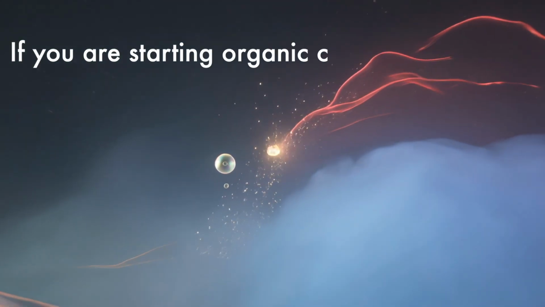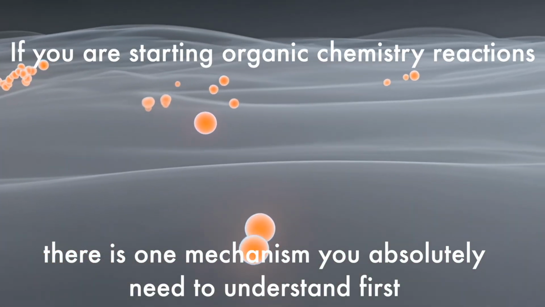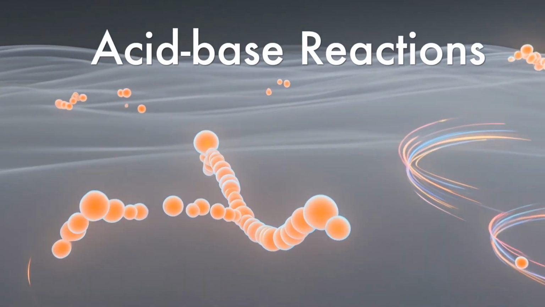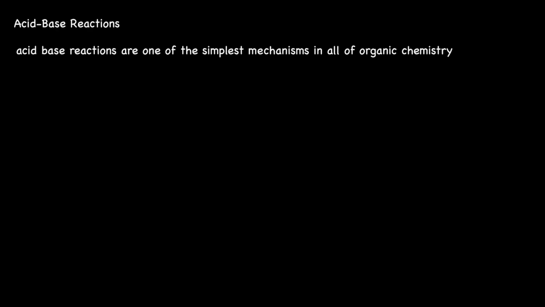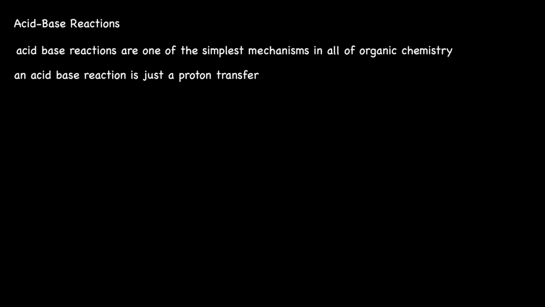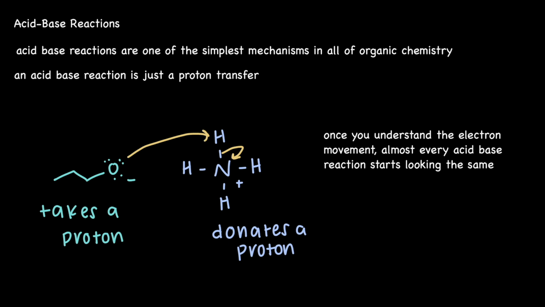If you are starting organic chemistry reactions, there is one mechanism you absolutely need to understand first: acid-base reactions. The good news is that acid-base reactions are actually one of the simplest mechanisms in all of organic chemistry. At its core, an acid-base reaction is just a proton transfer. That is it. One molecule donates a proton, and another molecule takes the proton. Once you understand the electron movement, almost every acid-base reaction starts looking the same.